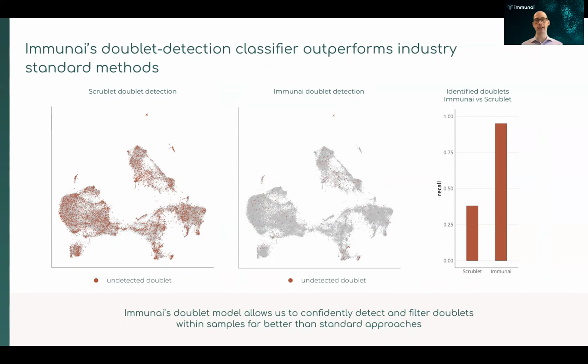Right? So here we're comparing Immunai's doublet detection on the right to a standard method called Scrublet, which I think is very clever. I like this method a lot. It's not a knock on the method. It's just that the method was developed in a very data poor environment, and it doesn't assume data rich environments. But for those of us who have data rich environments, we can do much, much better. And we can see that with our recall chart here, where Immunai is able to filter out far, far more doublets than Scrublet is.